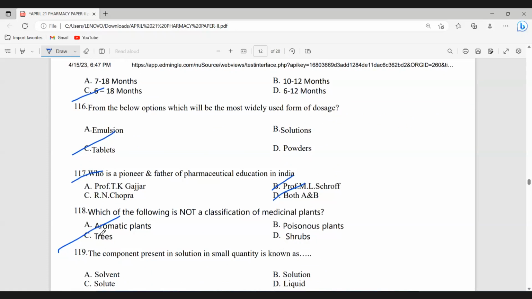But you note the explanation of each and every option. Aromatic plants are medicinal plants that have strong fragrance. You note the explanation of what I'm telling. Aromatic plants, these are medicinal, used primarily for their aromatic properties.